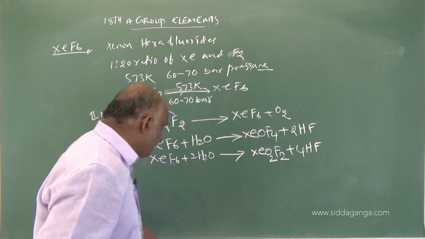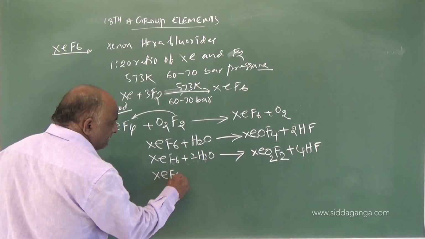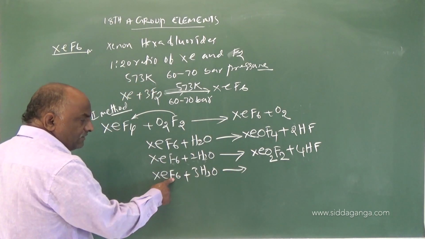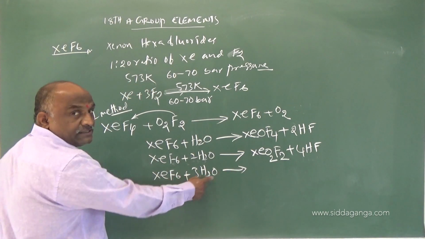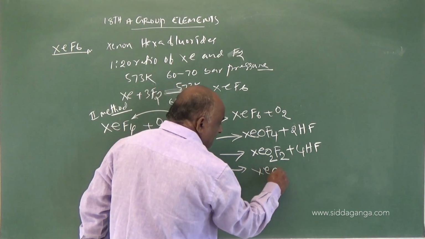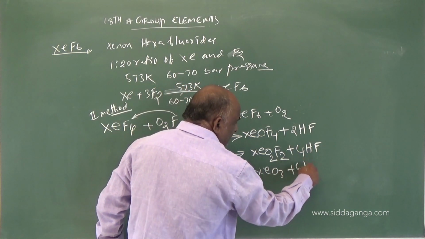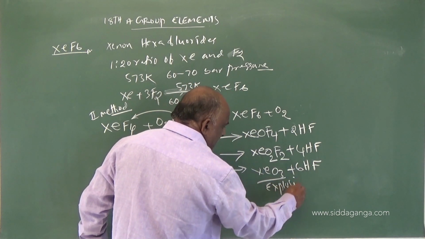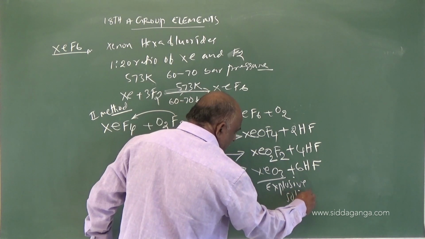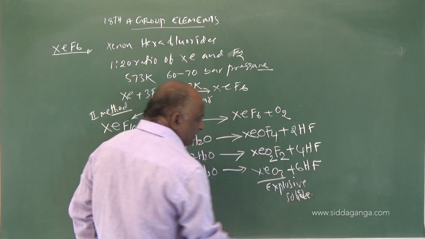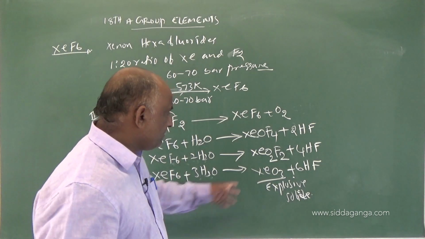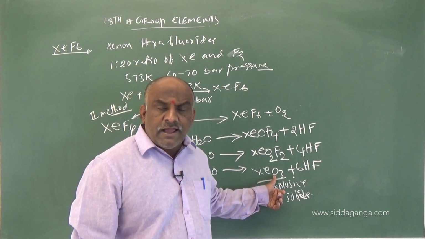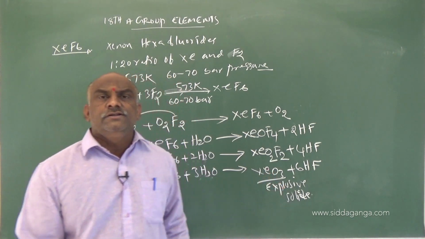If 3 water molecules are there, XeF6 plus 3H2O, 6 hydrogens are required, 6 fluorines, and 3 oxygen atoms. Then we will get XeO3 plus 6HF. XeO3 is a very explosive solid. This is called xenon trioxide.